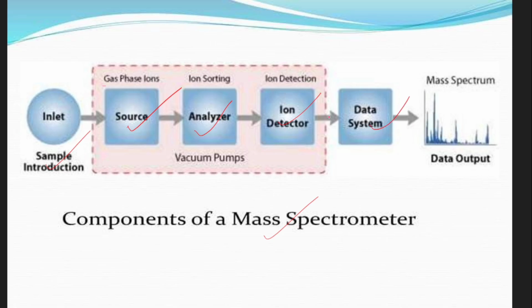Next is the data system, which collects and processes the electrical signals from the detector and produces a mass spectrum, which is a graph of ion intensity versus m by z.